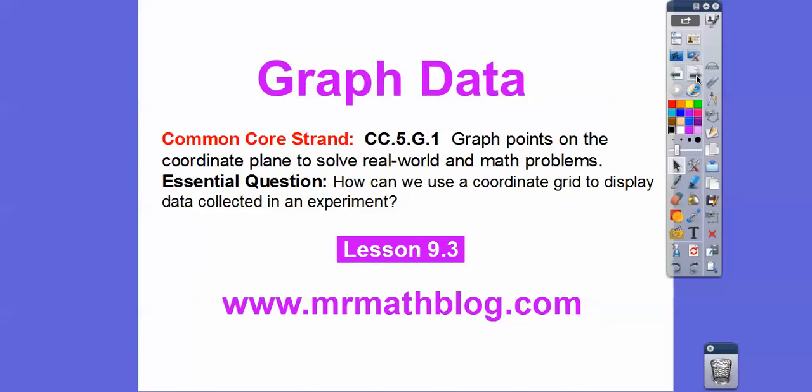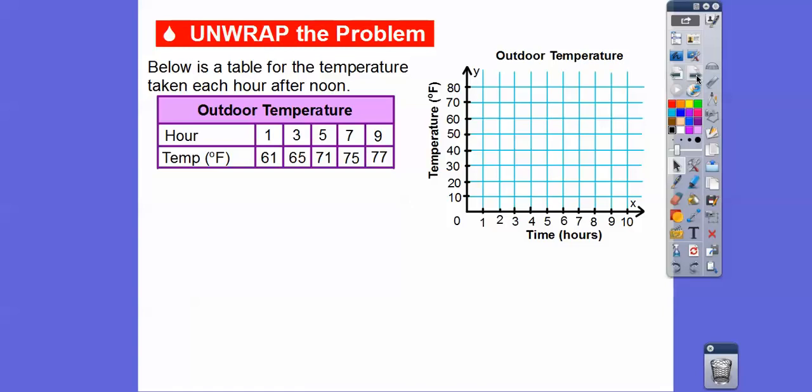So there's our Common Core strand, and our question is, how can we use a coordinate grid to display data collected in an experiment? Okay, so let's get started here. Below is a table for the temperature taken each hour after noon. So after 12 o'clock in the afternoon. Okay, that's what that means right there.